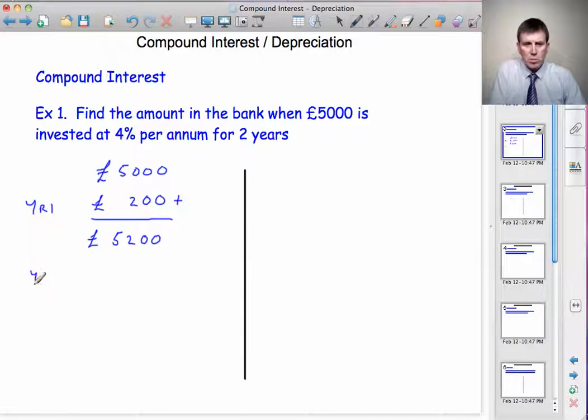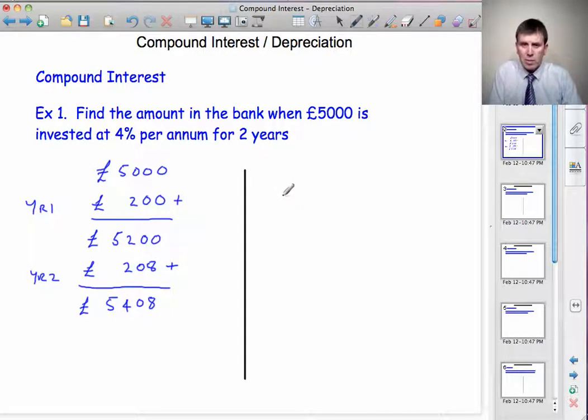Now in year 2, again the interest is 4%, but this time it's based on this figure here. So 1% of 5,200 is £52, 4% is 4 lots of £52, £208. So the interest this year is 208. That is added to what's already there, and the final bank balance after 2 years will be £5,408.